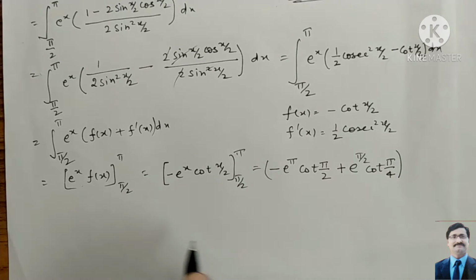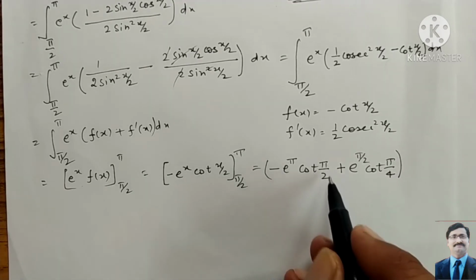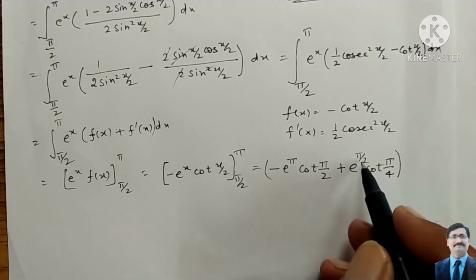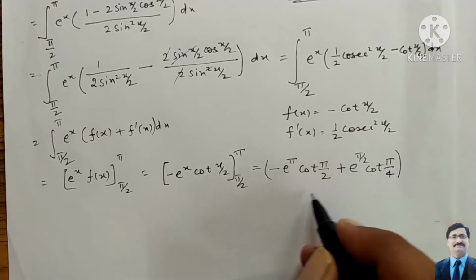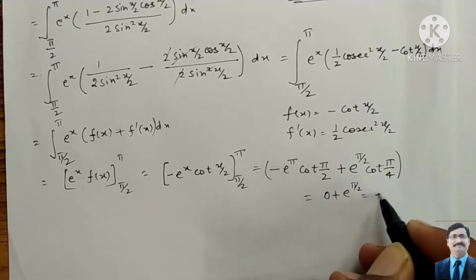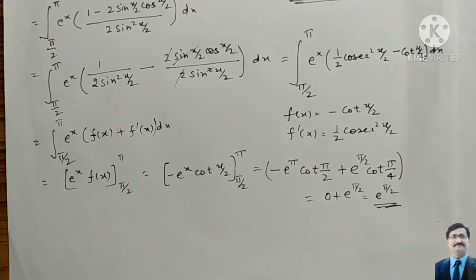Now look here, we can write the value of cot pi by 2. Cot pi by 2 is actually 0, so this will be 0, and e power pi by 2 and cot pi by 4. Cot pi by 4 is 1, so we have 0 plus e power pi by 2. We can write e power pi by 2. This is our answer. All of you understand this?